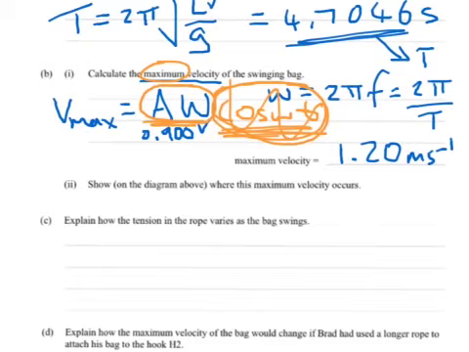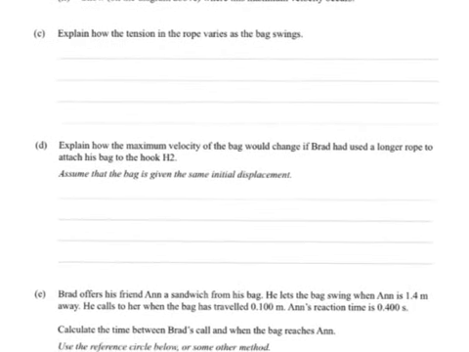Okay, cruising down again. C, explain how the tension on the rope varies as the bag swings. This is a very, very tricky question. There is a lot of detail here. Probably the best way forward would be to explore the tension in the rope at each of the three main points. So here's our rope.